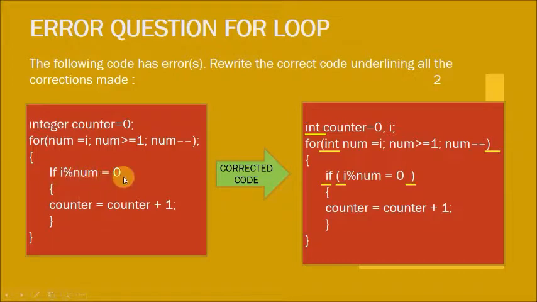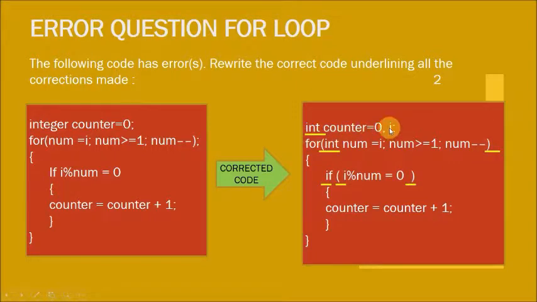Again, the condition, or the test expression, after the if statement has to be enclosed in parentheses. So I am putting parentheses here, and I am again underlining all the things. So don't forget to underline it. Then the next statement is counter equal to counter plus 1. This statement is okay because counter is already a variable which we have declared above. So these are the mistakes which we have found here.